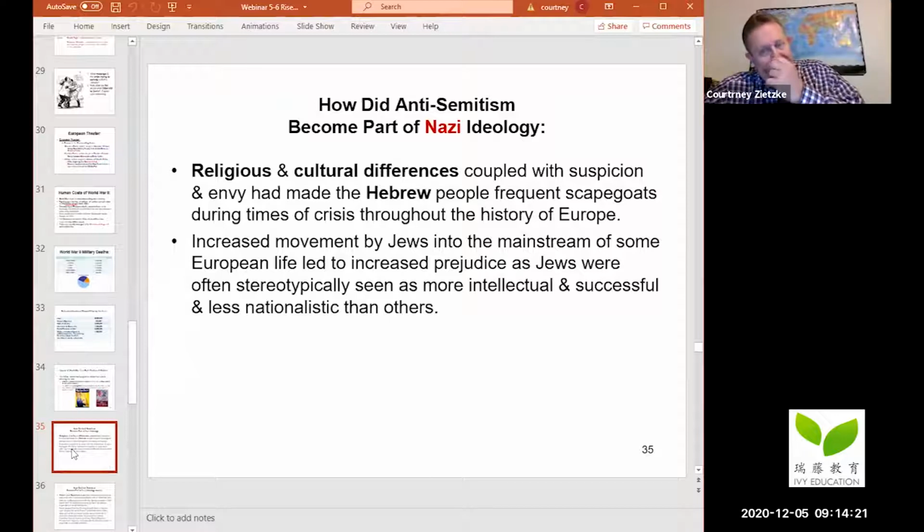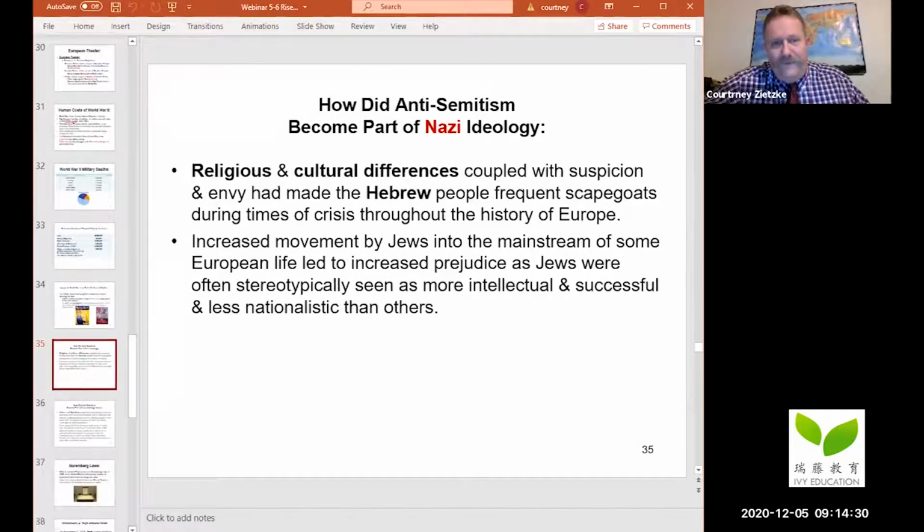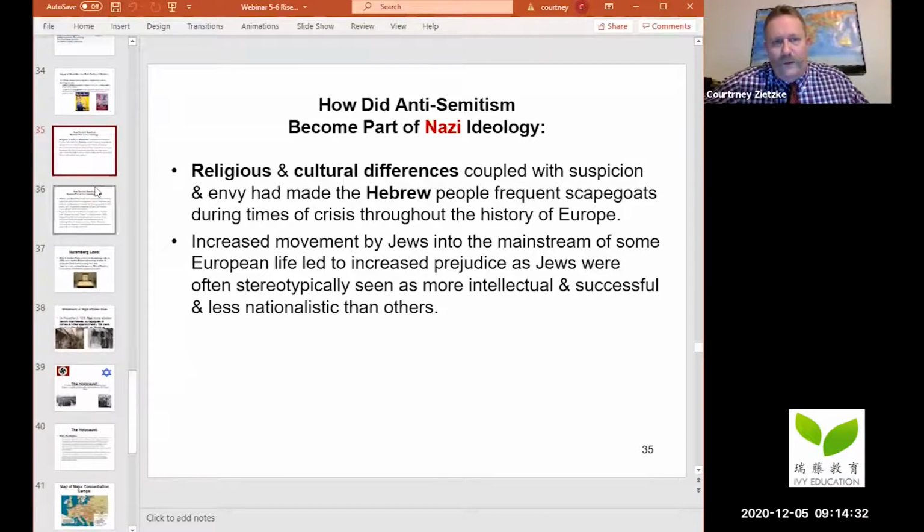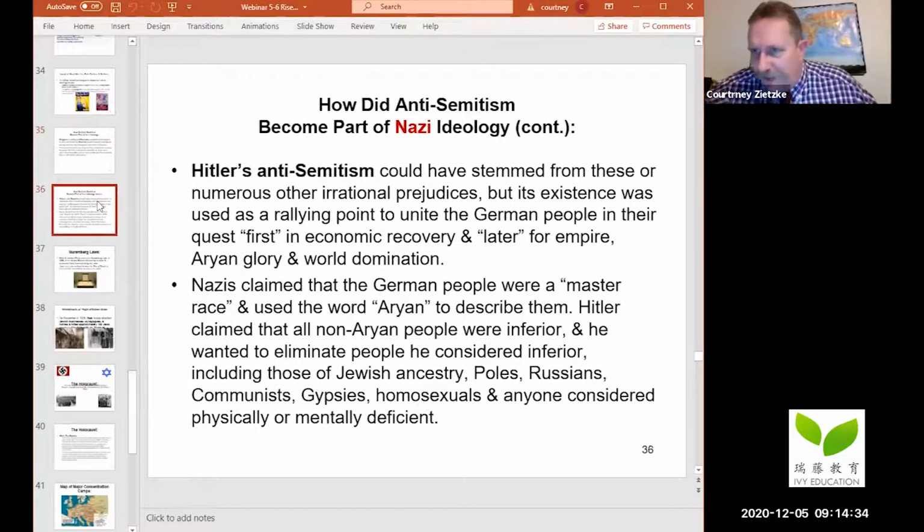Well, it sounds to me like we've got pretty much a case of petty jealousy, but that's exactly what people felt. But there was even a more comprehensive side to this that I will share with this class as we get into this thing. Okay, Hitler's anti-Semitism could have stemmed from these numerous other irrational prejudices, but its existence was used as a rallying point to unite the German people. And this was really sad.